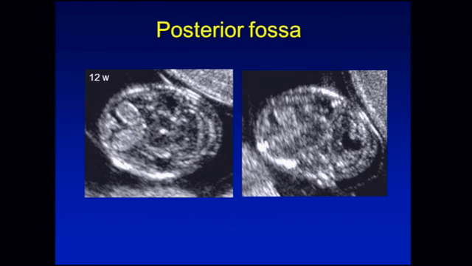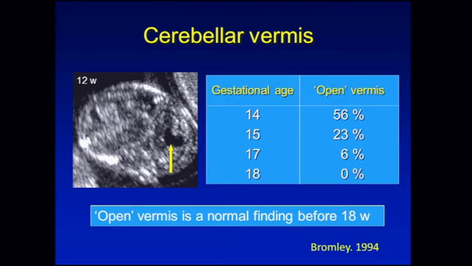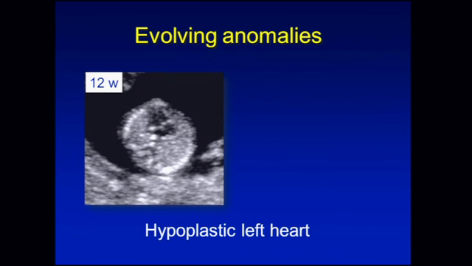Here I have two images of the posterior fossa. We can see the cerebellar hemispheres, and caudal to this image, we have a cleft in the cerebellar vermis. Now, a cleft, or so-called an open vermis, is a normal finding before 18 weeks. In the study by Bromley et al., at a gestational age of 14 weeks, the vermis is open in 56% of the fetuses. Let's look at some evolving anomalies.